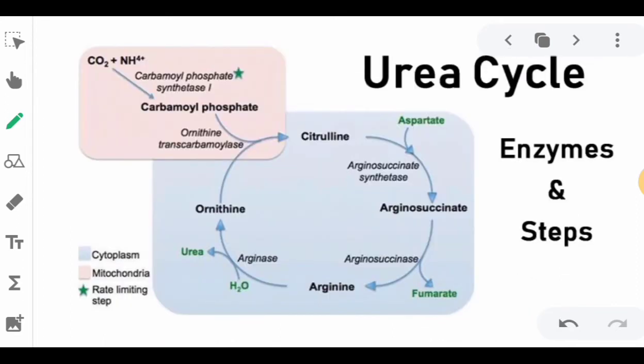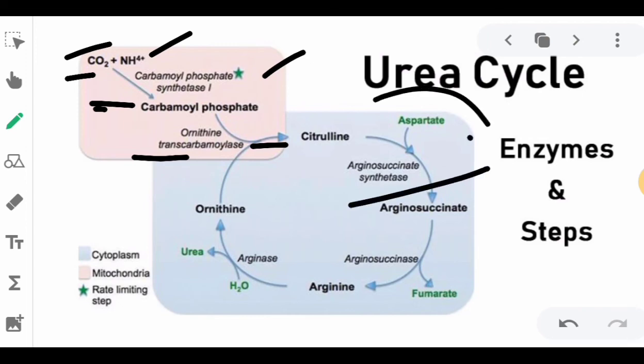Let me summarize that for you. In the urea cycle, you have the carbamoyl phosphate produced with the help of carbon dioxide, ammonium ion, ATP, and water. With the help of the enzyme carbamoyl phosphate synthetase 1, it will produce carbamoyl phosphate here. Then the carbamoyl phosphate reacts with ornithine, with the help of the enzyme ornithine transcarbamoylase, and produces citrulline. And the citrulline, with the help of the enzyme argininosuccinate synthetase and reaction with aspartate, produces argininosuccinate. Then this argininosuccinate, with the help of the enzyme argininosuccinase, produces arginine and fumarate.